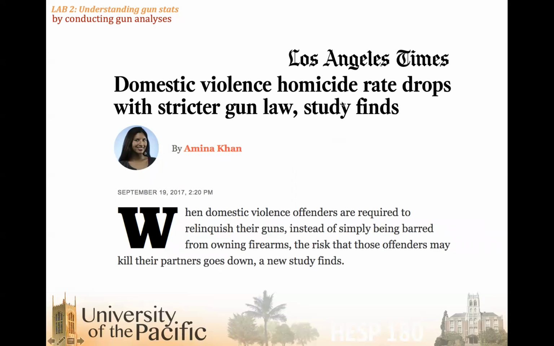Now, the sentence that follows is better. Domestic violence homicide rates drop with stricter gun laws. But what they say is, when domestic violence offenders are required to relinquish their guns instead of simply being barred from owning guns, the risk of these offenders killing their partners goes down. That's a very, very specific group. This is when you talk about internal validity and external validity. This might have decent internal validity.